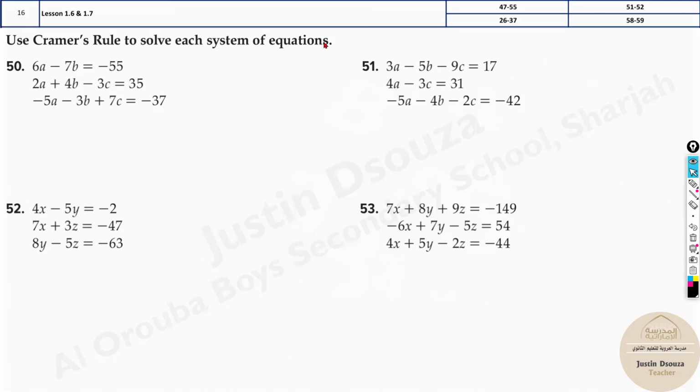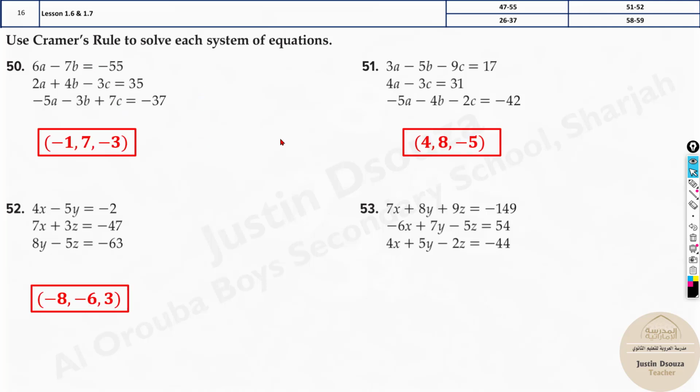Okay, this is to find Cramer's rule. We just now spoke about it. Please make sure you use just that method. Here you need to rearrange all the terms in terms of A, B, and C. If there is no C term, consider it to be 0. Here it will be 6, minus 7, 0, 2, 4, minus 3, minus 5, minus 3, 7. So that is one thing, and you get the answers.